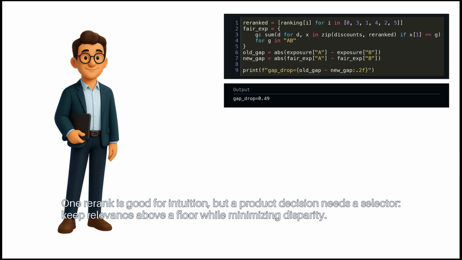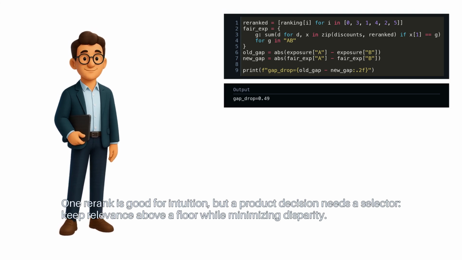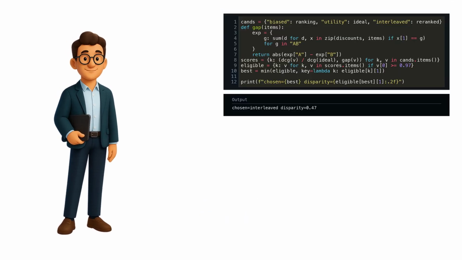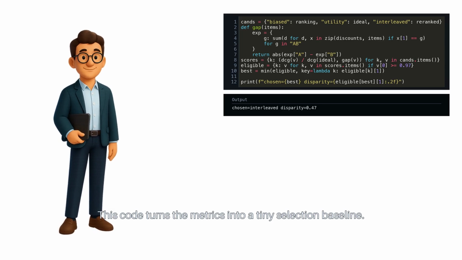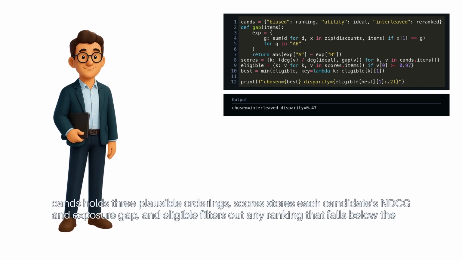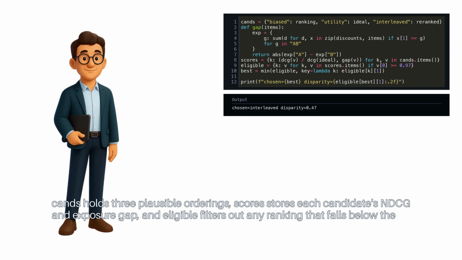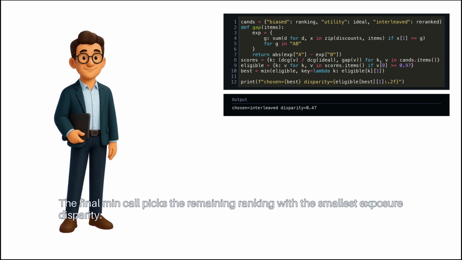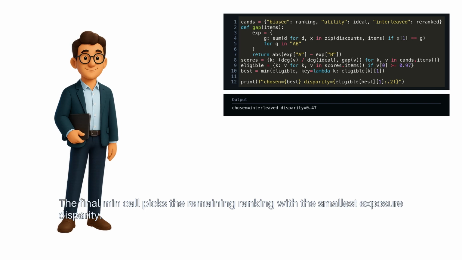One re-rank is good for intuition, but a product decision needs a selector. Keep relevance above a floor while minimizing disparity. The final snippet demonstrates that choice. This code turns the metrics into a tiny selection baseline. Cans holds 3 plausible orderings. Scores stores each candidate's NDCG and exposure gap. And eligible filters out any ranking that falls below the relevance floor. The final min call picks the remaining ranking with the smallest exposure disparity.